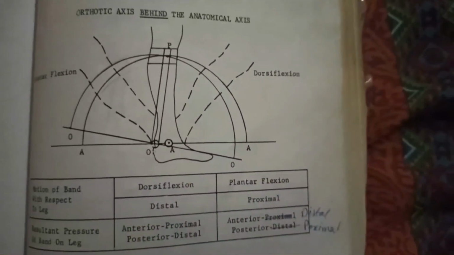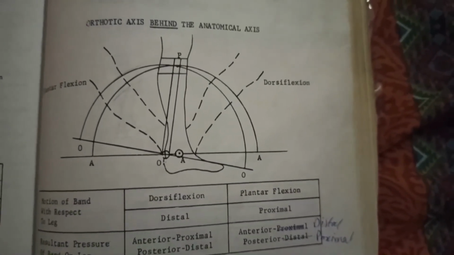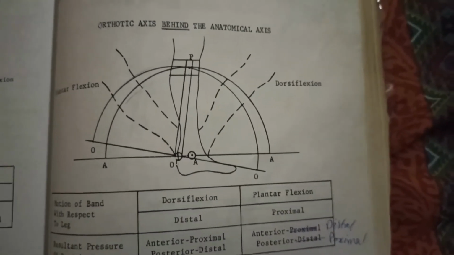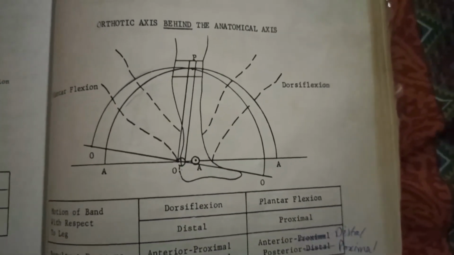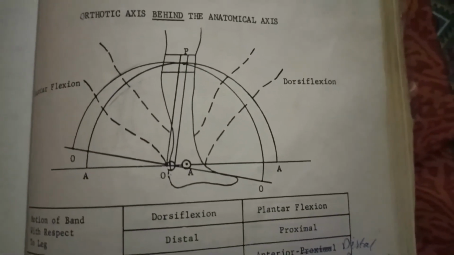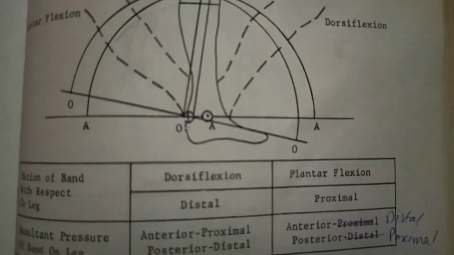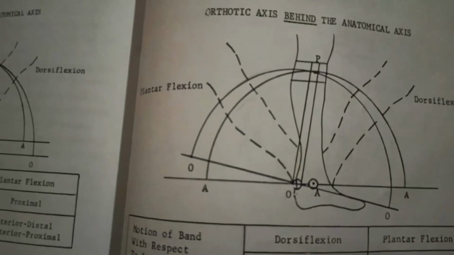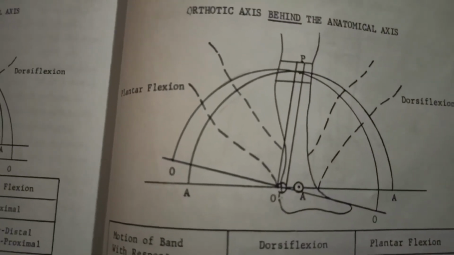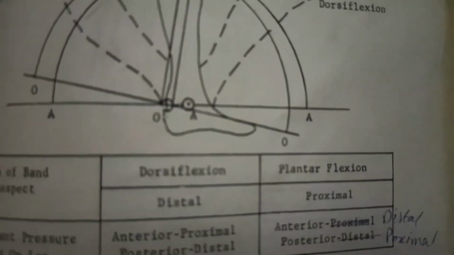In the last condition of malalignment, the orthotic joint is behind the anatomical joint, and it is a reversal of the case when the orthotic joint is in front of the anatomical joint. As you can see, in dorsiflexion the arc of O is below, or distal to, the arc of A, which means during dorsiflexion the band will move distally. In plantar flexion, the arc of O is above the arc of A, which means during plantar flexion the band will move proximal, as written here.